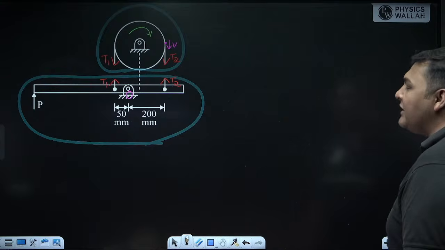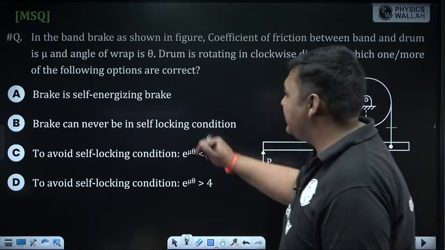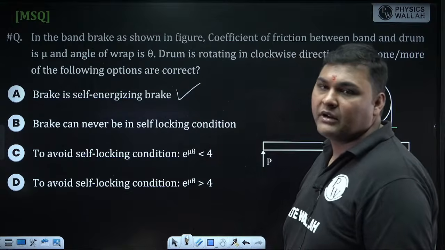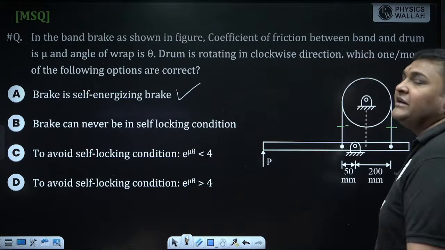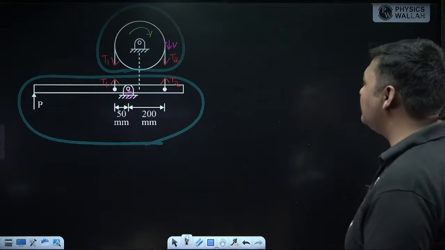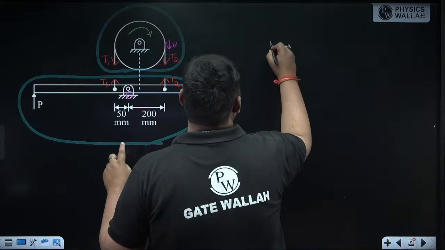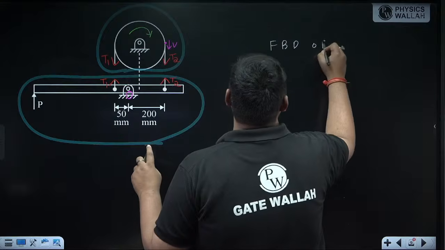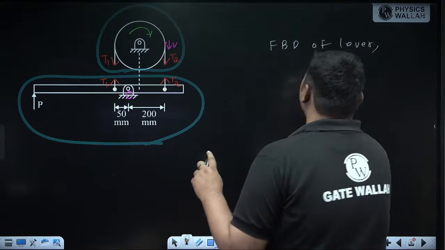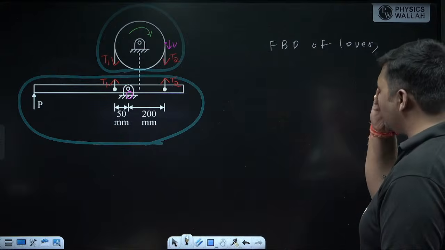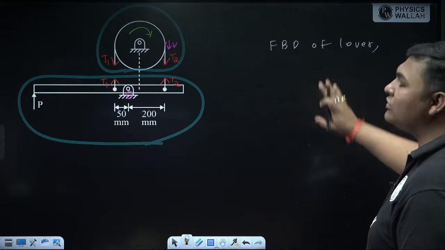Whatever the reason, it is self-energizing. So, A is correct. But you can identify that by deriving the equation also. In the FBD of lever, for self-locking, you even need to find this equation. So even without using this trick, you can conclude it is self-energizing.